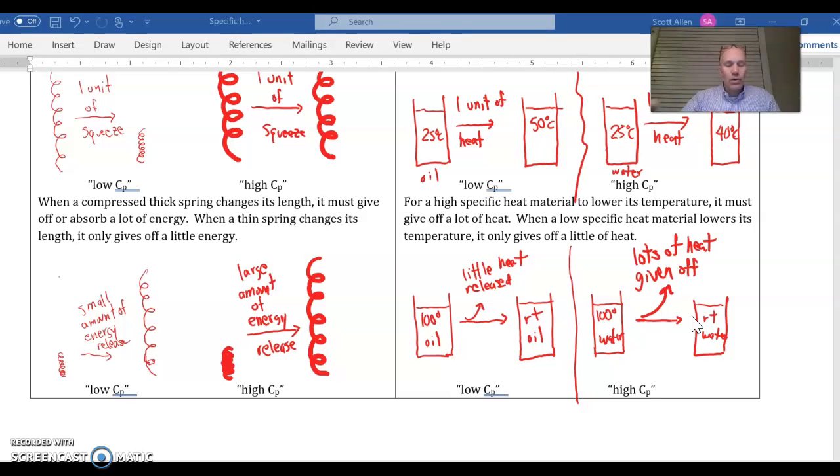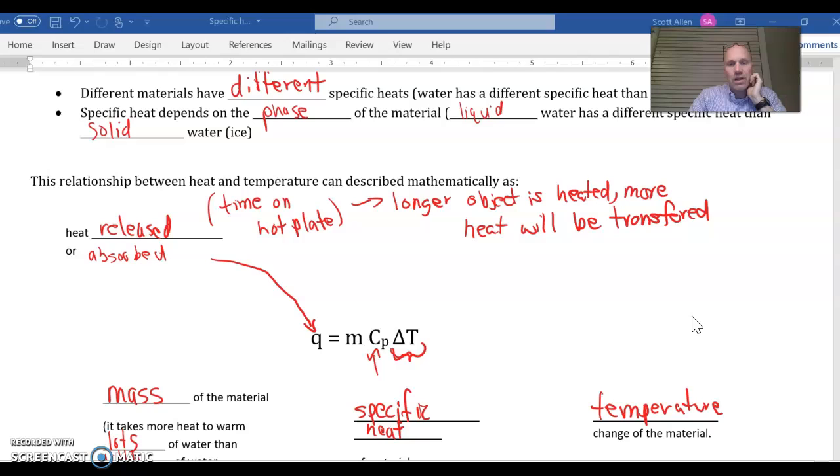So remember that there's this interplay between things, just like the springs. If the length changes, the amount of energy changes. You can't change the length without changing the amount of energy. Think about the same thing with liquids or any material. You can't change the temperature of it without changing the amount of heat in it. So that leads into the math, the equation that we talked about in class, Q equals m Cp delta T. And hopefully you will be able to use that to solve problems with this topic.